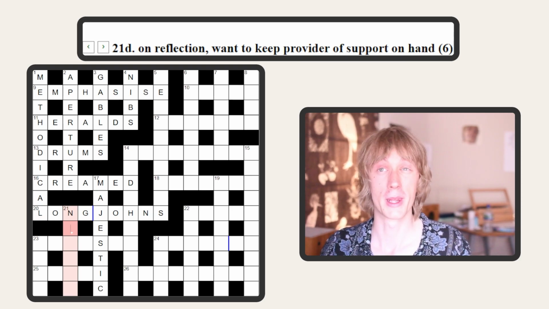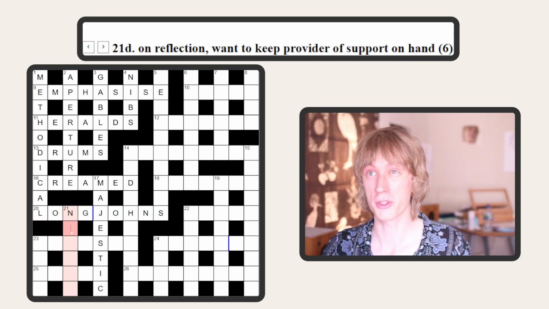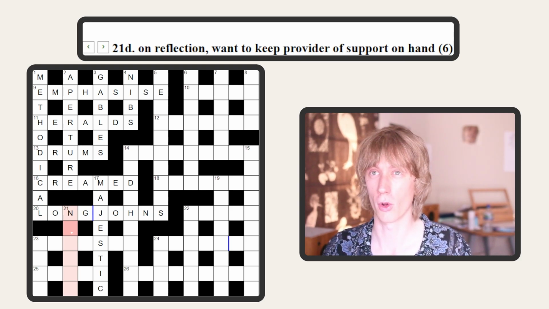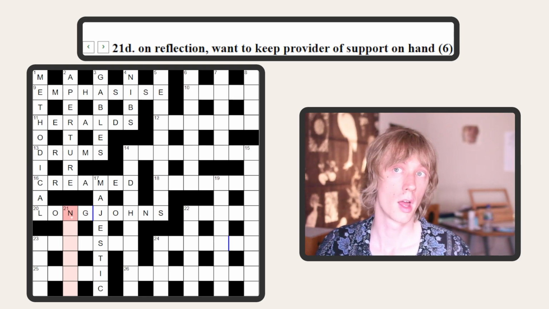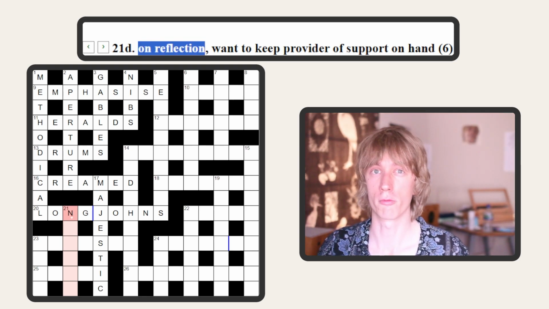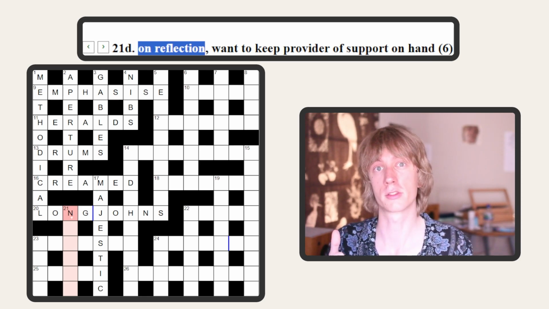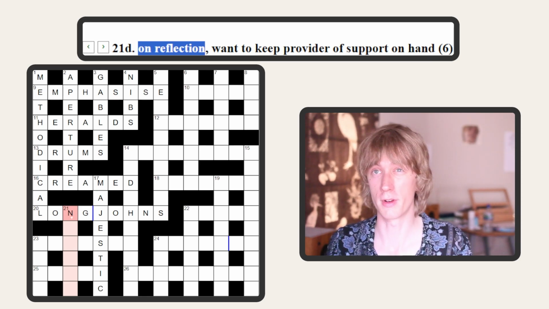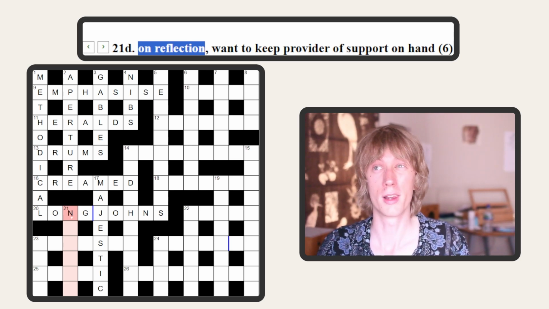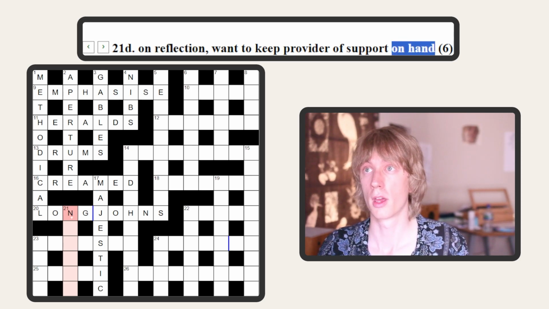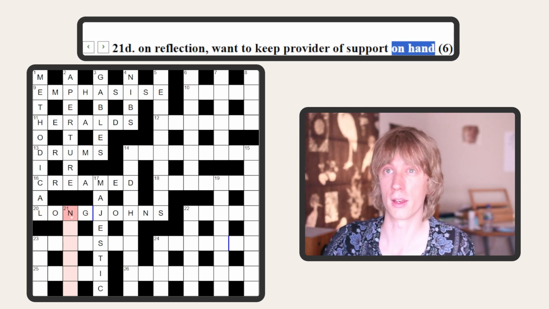Okay, 21 down. On reflection, want to keep provider of support on hand. Well, immediately, I can see the indicator on reflection. If you reflect on something, you kind of look back at it. So that's telling us to reverse some string of letters. And so our literal has to be at the end of the clue, either hand or on hand.